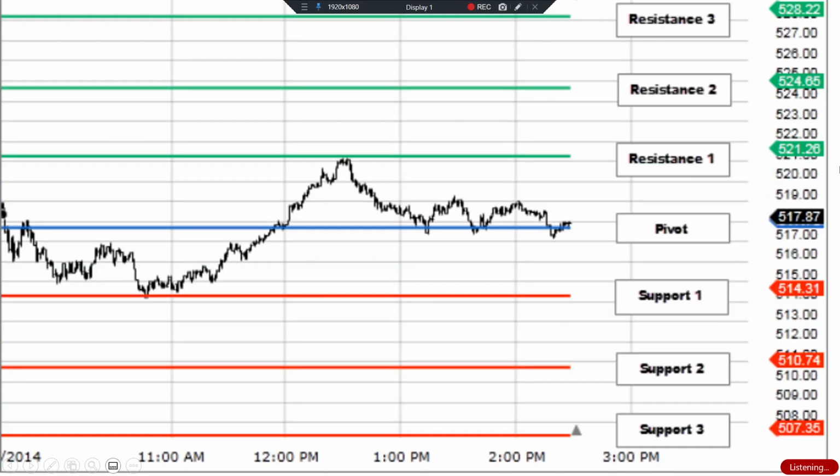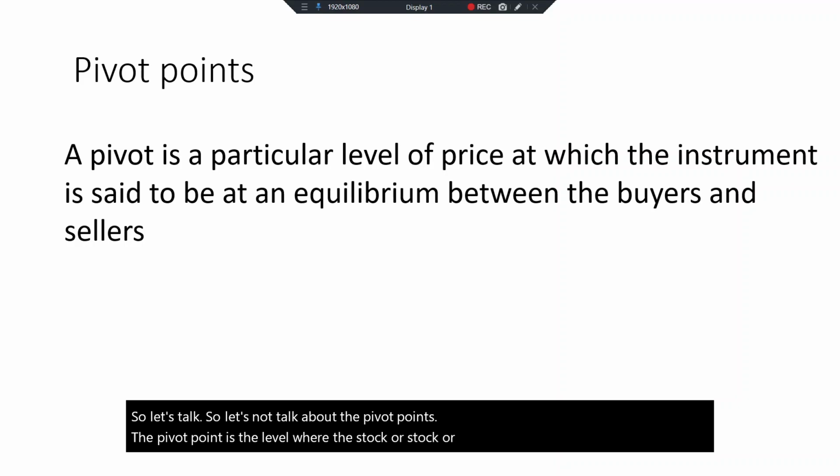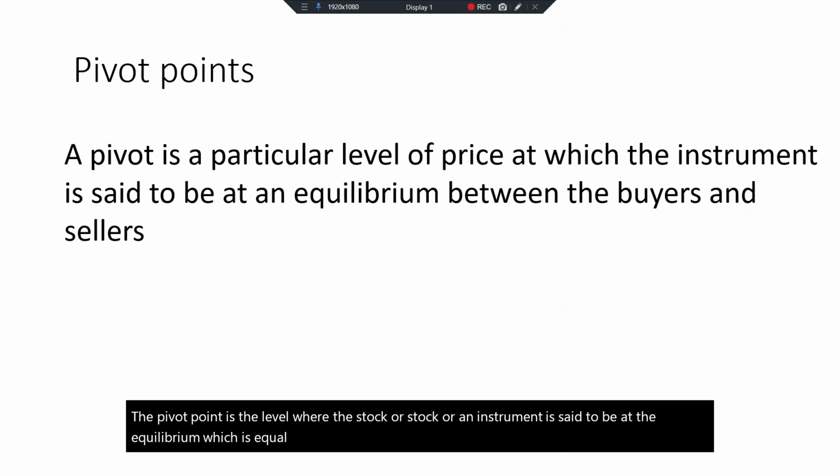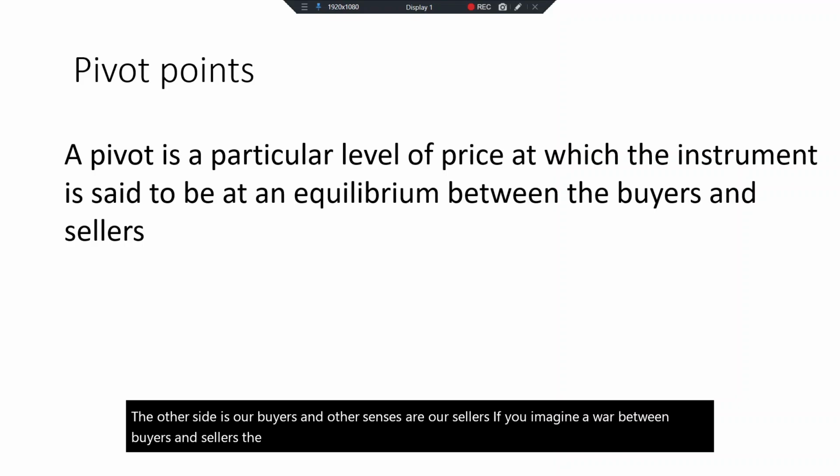So let's now talk about the pivot points. The pivot point is the level where the stock or an instrument is said to be at the equilibrium, which is the equal point. A draw line, you can name it, or a referee line. One side are buyers and the other side are sellers. If you imagine a war between buyers and sellers, the pivot is the middle line.